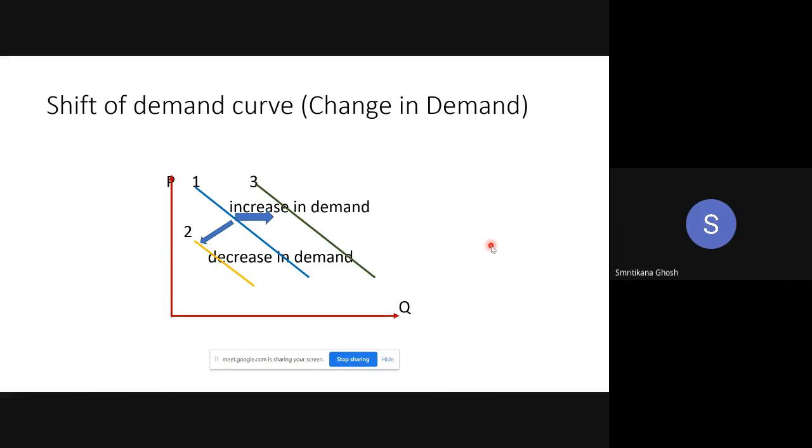We are making the price of the commodity constant. So here we are assuming there is no change in the price of the commodity. When we are discussing the law of demand, we are assuming that price is changing and looking at how quantity demanded is changing. Here we are assuming the price of the commodity is constant. All other factors are changing. Due to the change of all other factors, the demand is changed. Your demand curve has shifted. It is called change in demand. It is not change in quantity demanded.